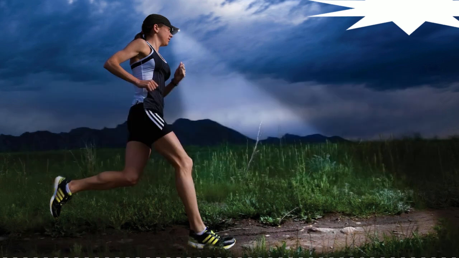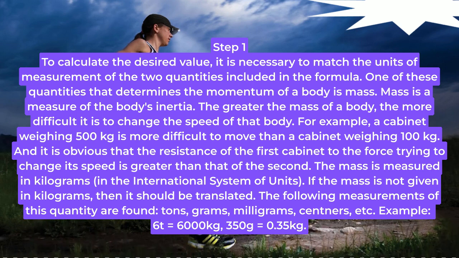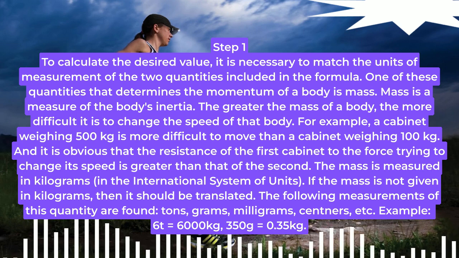Instructions. Step 1. To calculate the desired value, it is necessary to match the units of measurement of the two quantities included in the formula. One of these quantities that determines the momentum of a body is mass. Mass is a measure of the body's inertia. The greater the mass of a body, the more difficult it is to change the speed of that body.